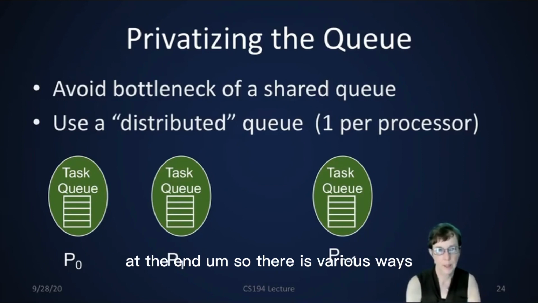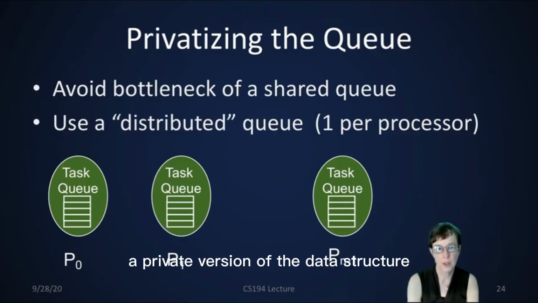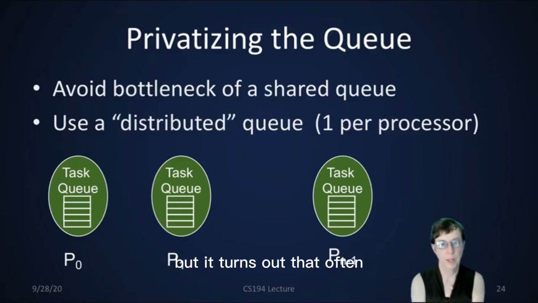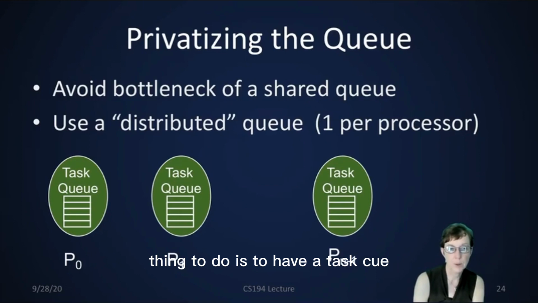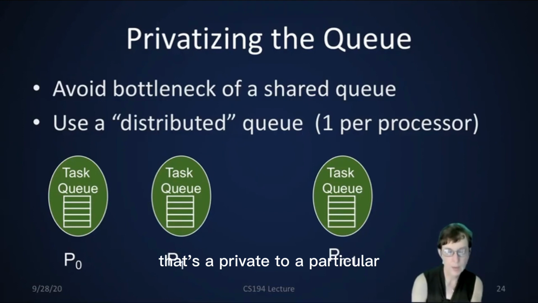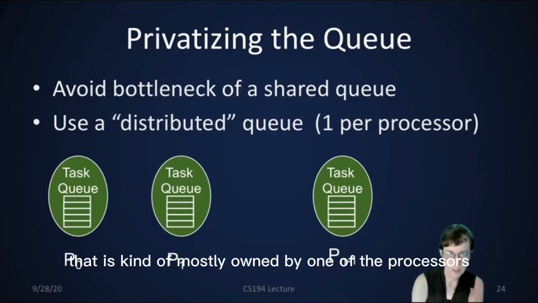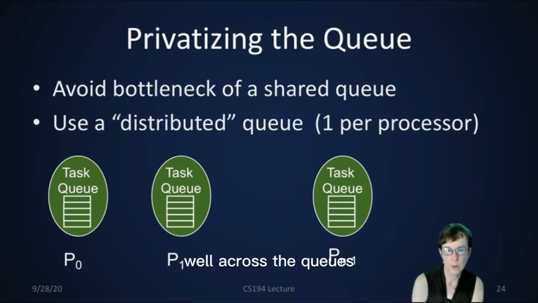So there's various ways. What we are doing in this case is taking a private version of the data structure. This may seem a little counterintuitive, but often, even on shared memory machines like this, the best thing to do is to have a task queue that is mostly owned by one of the processors. And so it's really distributed, if you will, across the queues.